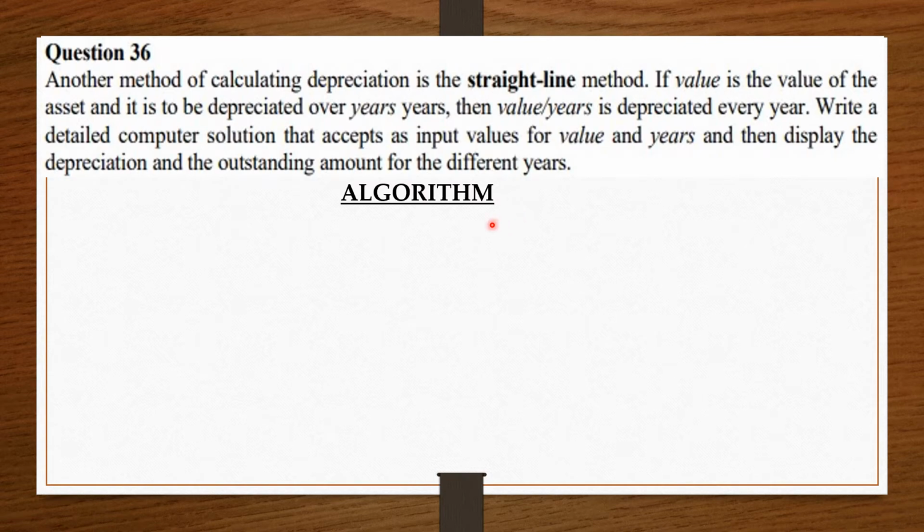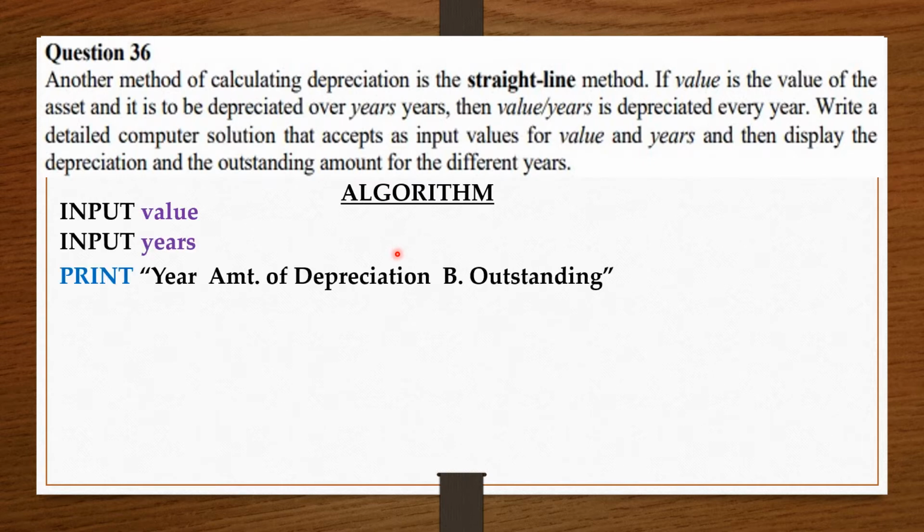So for the algorithm, you're going to take the value from the user and also take the years from the user. Then we're going to print a table that will display the year, the amount of depreciation, and then the balance outstanding or the outstanding amount. So this has three columns, one for each.